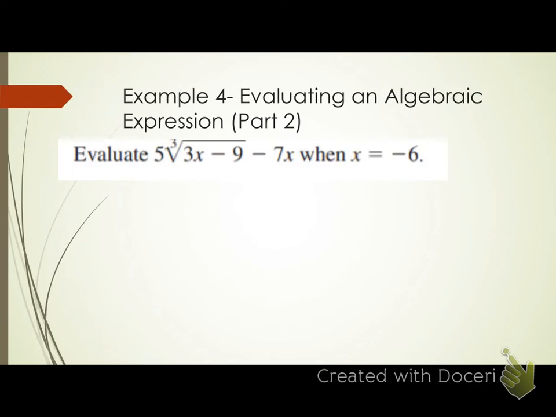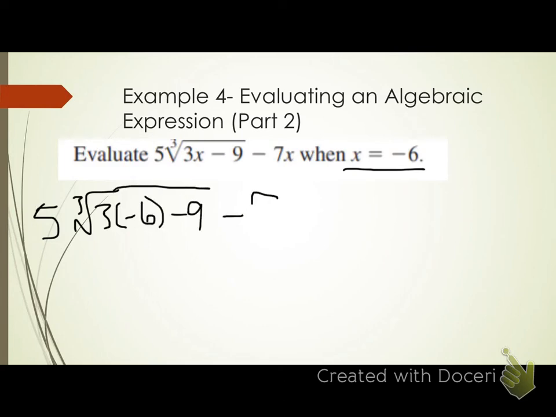Here's our last example right here. Evaluate 5 times the cube root of 3x minus 9 minus 7x when x equals -6. Once again, plugging in -6 for x. So I get 5 times the cube root of 3 times -6 minus 9, it's all under the radical, minus 7 times -6. Minus 7 times -6 is not under the radical. So do not make the mistake of putting it over all of that. We have to look at the original problem and see what the radical is enclosing.